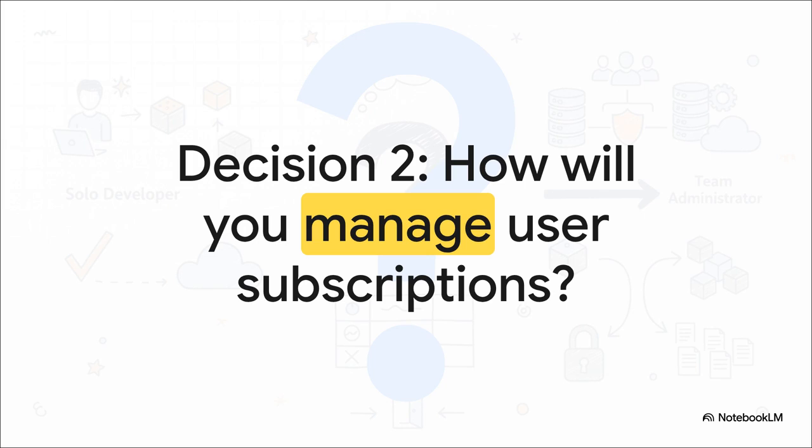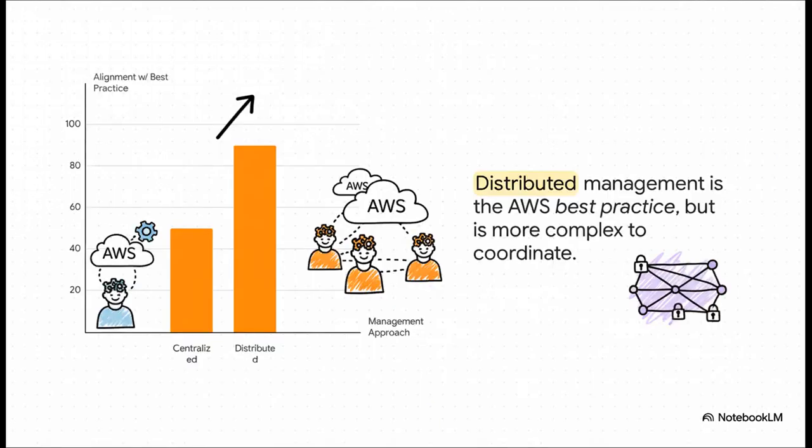Now for number 2. This one is all about control and following best practices. Do you want to centralize all the Amazon Q subscription management inside that one main management account? Or do you want to distribute that work, letting different teams manage their own users in their own AWS accounts? That centralized approach, it might seem easier. Everything's in one place, right?